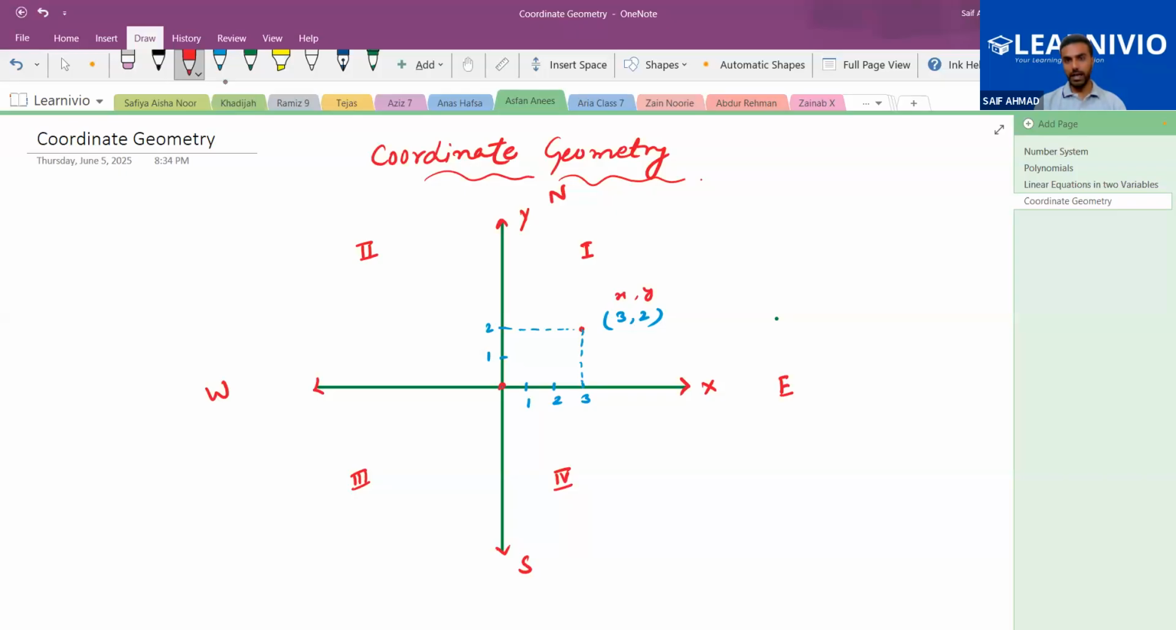The x coordinate, on the x-axis, is called the abscissa. And the y coordinate, on the y-axis, is called the ordinate.